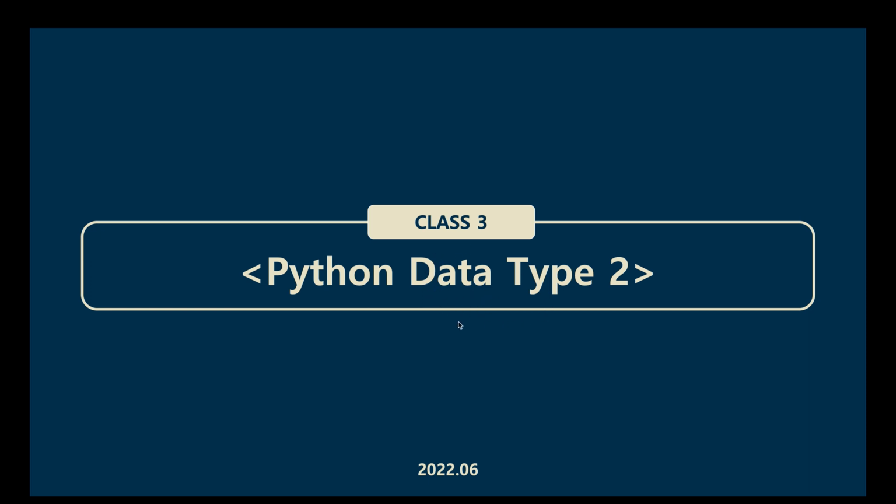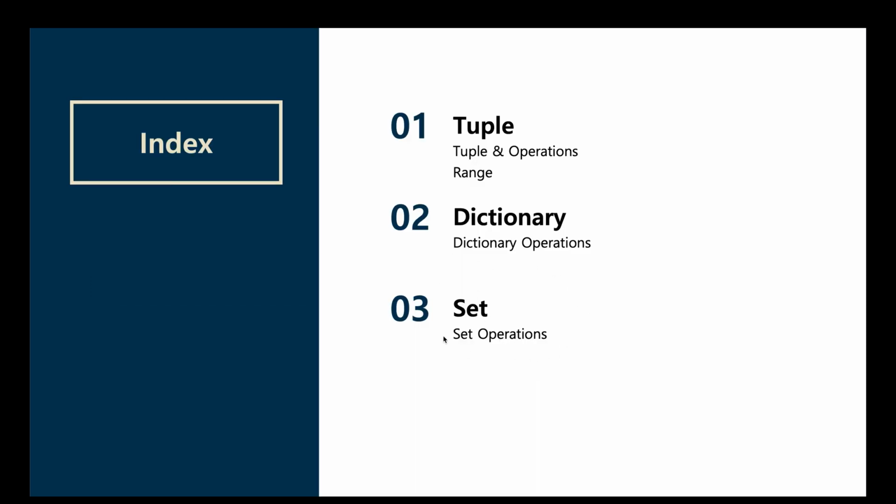Today we are going to learn about Python data type 2. Let's start with the index of today's lecture. We will learn about tuple, dictionary, and set type. In the first section, we'll learn about operation and range of tuple.